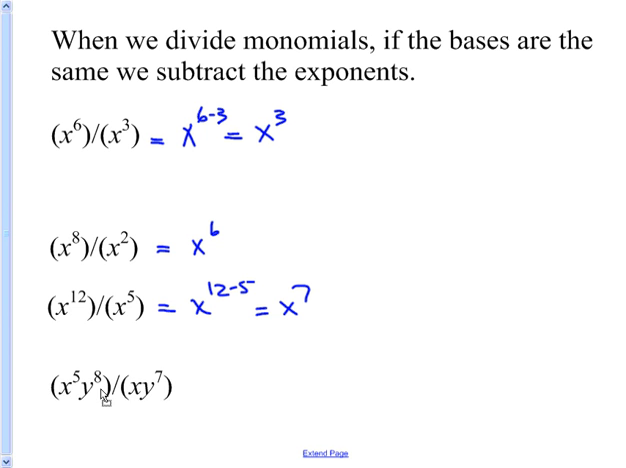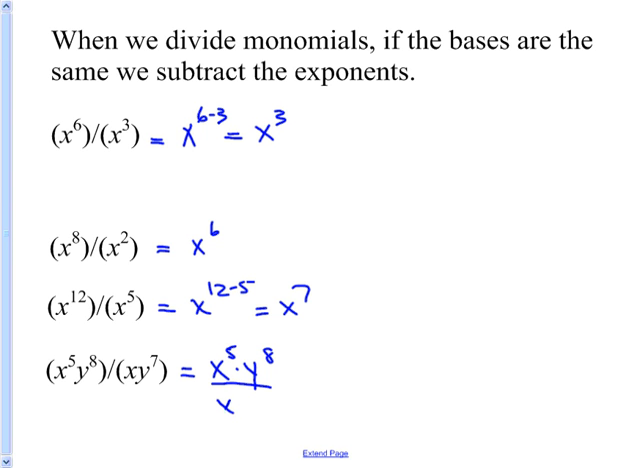So what about this one? What do I do here? Well, remember I can only subtract like bases. So I think of it this way. Now again, this single x is really an x to the 1. So the 1 on the bottom divides out with 1 on the top, it leaves me with x to the 5 minus 1, y to the 8 minus 7, so I get x to the 4, y to the 1, or just y, and you can leave it that way.